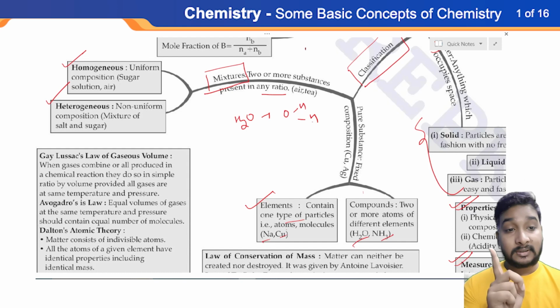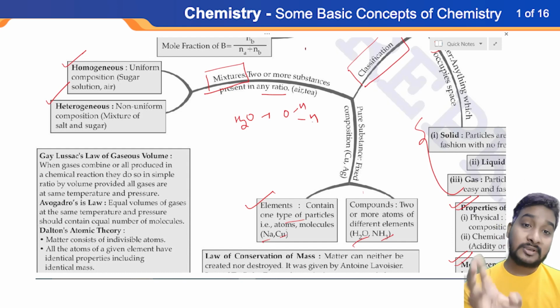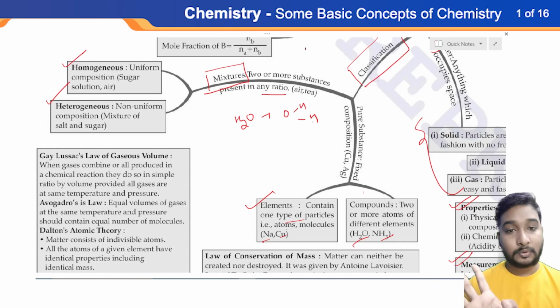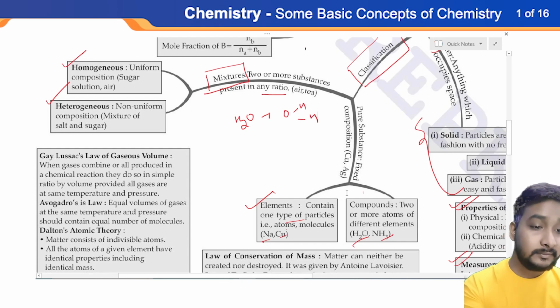We cannot form H2O where hydrogen is 3 and oxygen is 1, or oxygen is 2 and hydrogen is 1. Not possible. So for the formation of H2O, we have to take two hydrogens along with one oxygen.